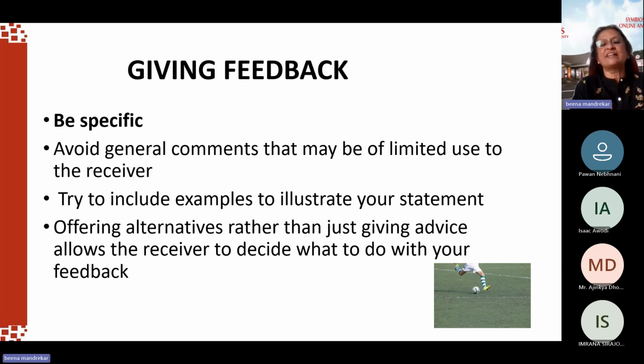Avoid general comments that may be of limited use to the receiver. Be specific. In Toastmasters, when we talk about his speech, we give certain examples where I think as an evaluator that that was the wrong way of saying it. Suppose I want to tell him that it's better to include dialogue instead of telling the story as a narrative, because dialogue gives an immediate feel.